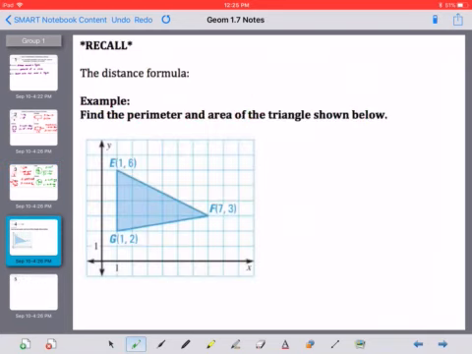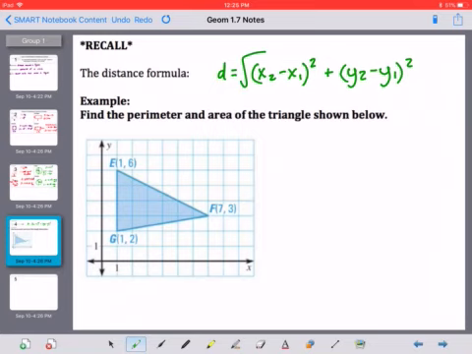Okay, one last example here. We are going to need to use the distance formula. If you recall from a previous lesson, the distance is found by taking the difference in the x values and squaring them, the difference in the y values, squaring those, and taking the square root of the whole thing. That's what we'll use here to find the perimeter and area of the triangle shown below.